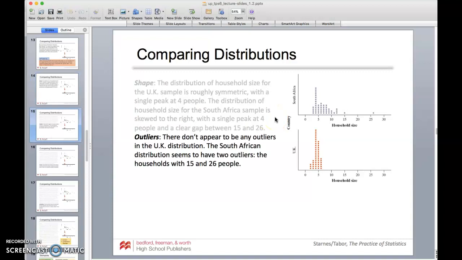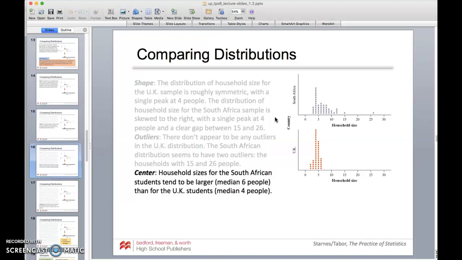Outliers. Clearly, there doesn't seem to be any outliers for the UK, but definitely for South Africa. I would definitely say 26 and potentially 15 as well. We could mention those stand out. The center, again, as we look at those, as we count in the middle right here, we can say, now just don't list them. South Africa has a median, if we did that, probably right here at 6, whereas the UK has it at 4. So it's not enough just to say those, but compare them.